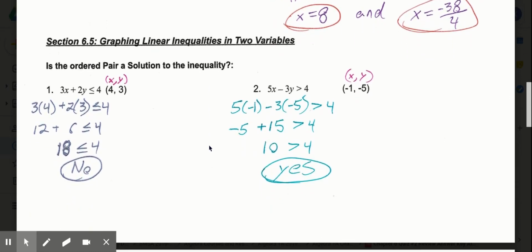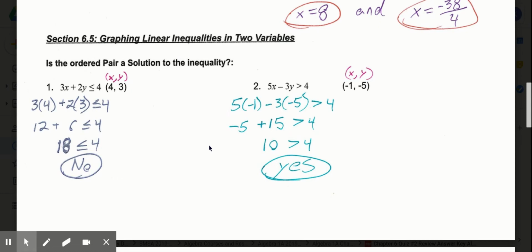Now, section 6.5, graphing linear inequalities in two variables. So the first two problems here, checking if an ordered pair is an answer. Remember, ordered pairs always go x then y. So we have to replace x and y in the inequality and solve.